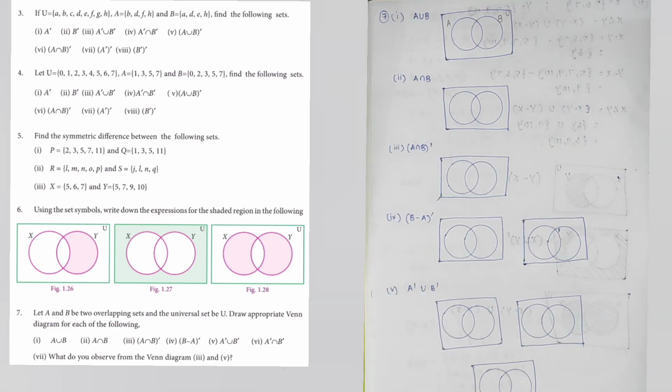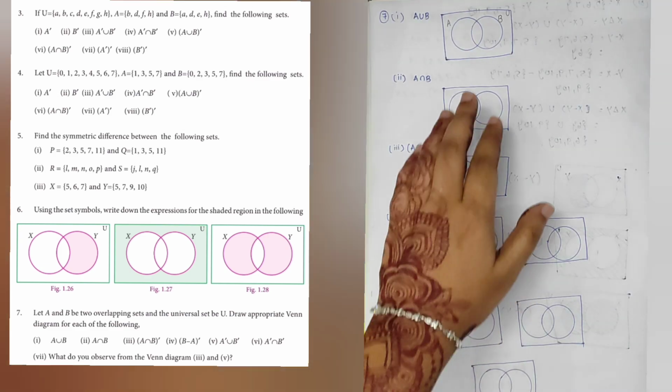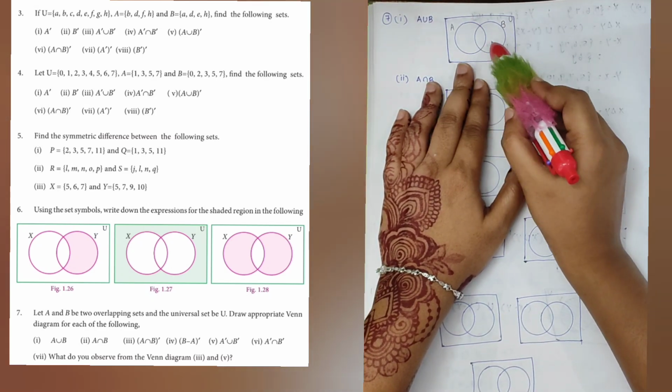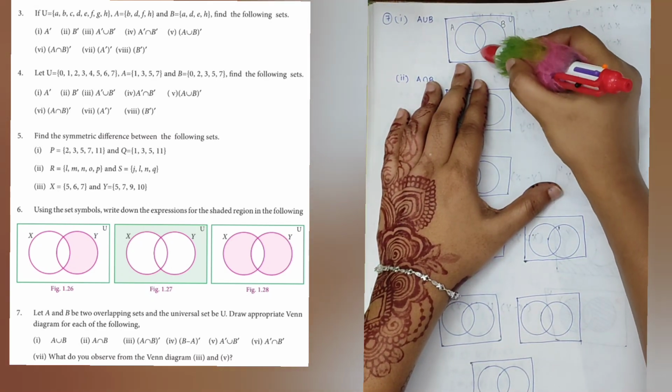Okay, so let's do it one by one. First for A union B. So union means you have to combine both the circles. Okay, so you have to shade both the circle A and B, including the common intersection part.